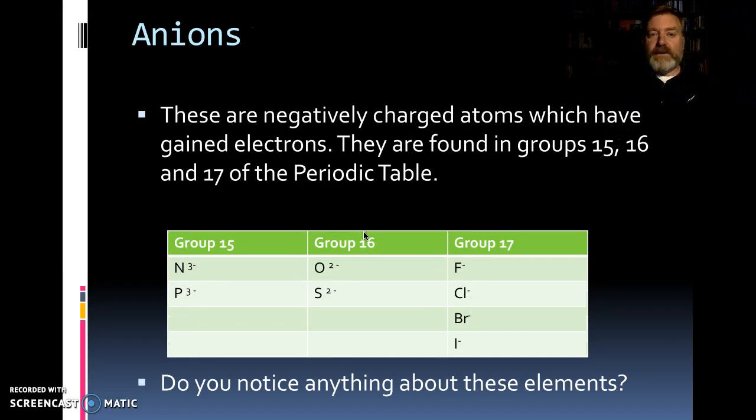On the other side, we have the negatively charged anions, and these all tend to be non-metals. So nitrogen and phosphorus can gain 3. Oxygen and sulfur can gain 2. Fluorine, chlorine, bromine, and iodine, all below each other on the periodic table, will all gain 1 electron, and therefore have a negative charge of 1.